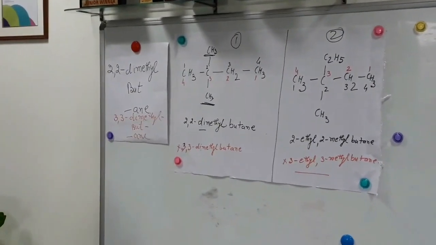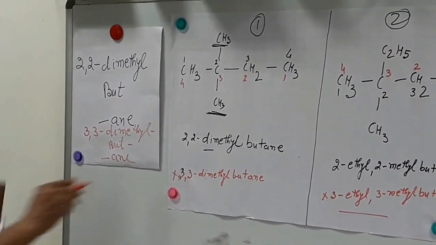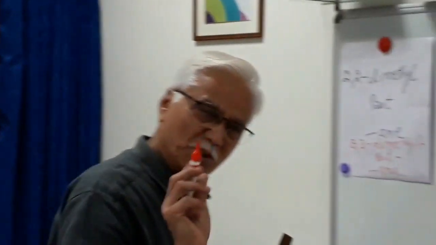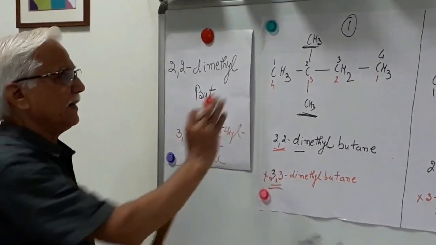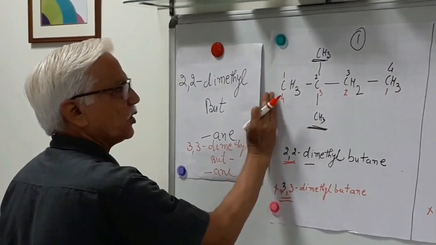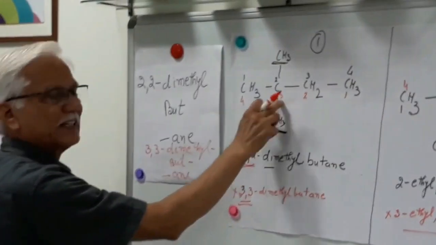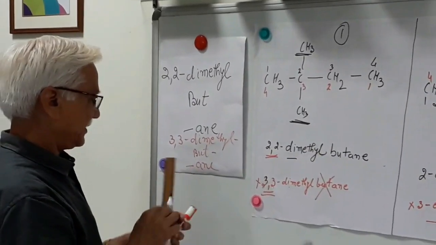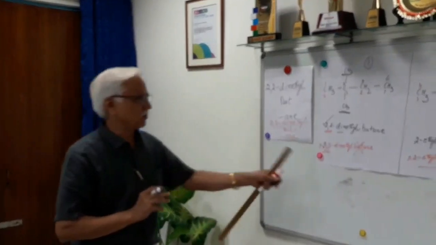Now tell me which one is correct. Recall another rule: the sum of the positions of the side chains should be lower. So which side will be preferred? Left to right, because going from left to right I get the lower number. When coming from right to left, I get a higher number. So this is incorrect and this is correct. Right? I'll make it clearer from here.